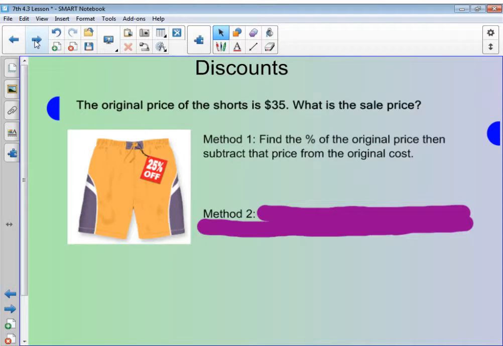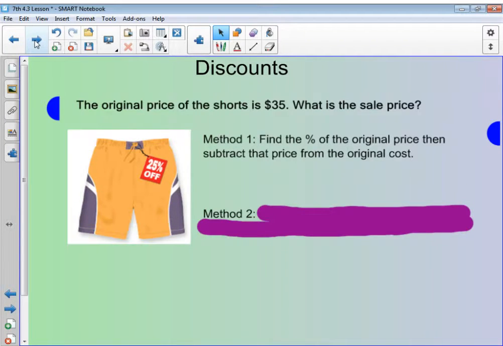It says the original price of the shorts is $35. What is the sale price? So we're going to have to use our picture here. There are a couple of different methods, and you have to decide what method you are comfortable with. You could draw a diagram like the book did for us yesterday. I would recommend, if you do that, splitting your diagram into things that are easy. So here, if you knew 25% was a fourth, you could split it into 4, or you could split it all the way down into tens also.